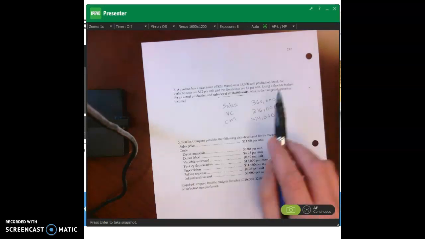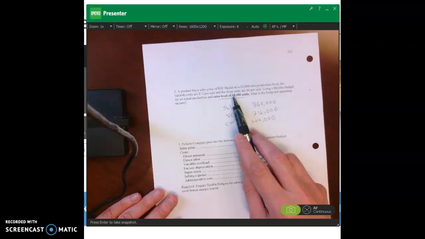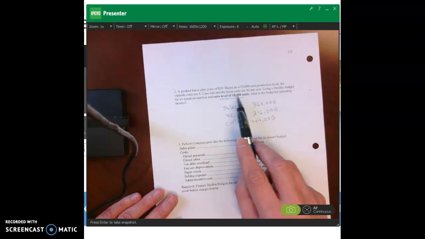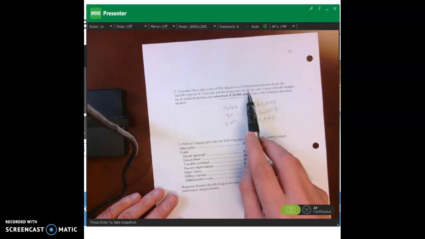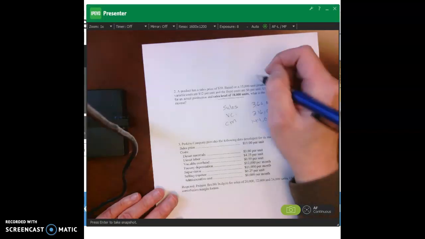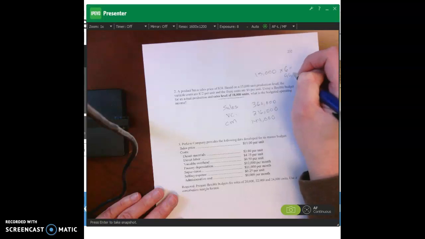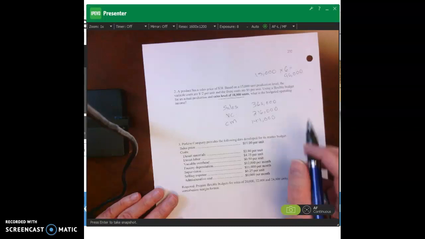Now, this problem's kind of tricky because it doesn't tell you what total fixed costs are. But we can figure it out because we can say fixed costs are $6 per unit based upon our 15,000 units. So I can multiply my 15,000 units times my $6 per unit, which gives me $90,000, which is my total fixed expenses. Those are my total fixed costs, right?